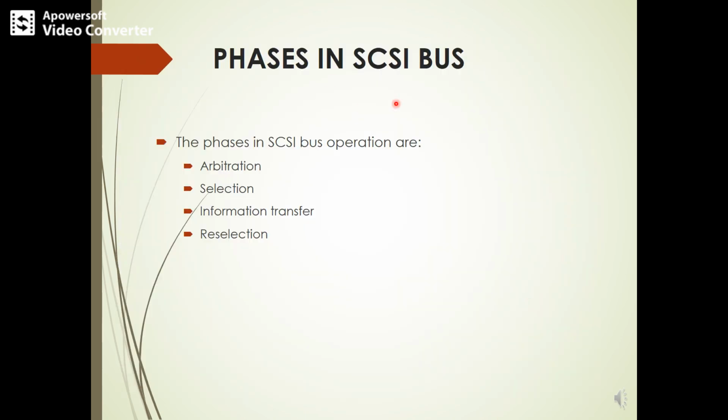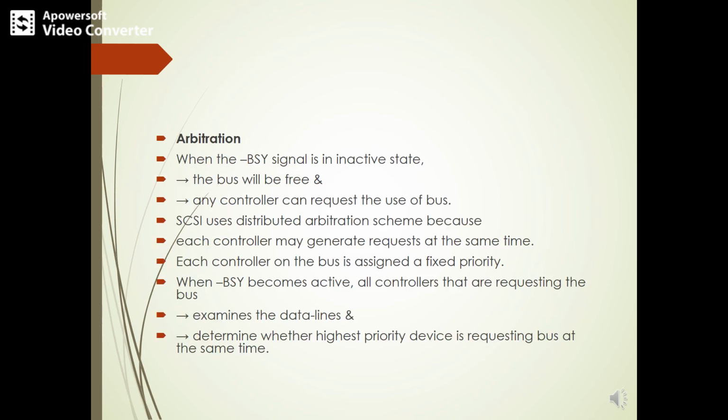Next we'll take the phases in the SCSI bus. We have the phases arbitration, selection, data or information transfer, and reselection. Arbitration happens when the bus busy signal is in inactive state. Whenever the busy signal is inactive, the bus will be free. The BSY signal is used to indicate whether the bus is busy or not. At that instant, any controller can request the use of the bus.